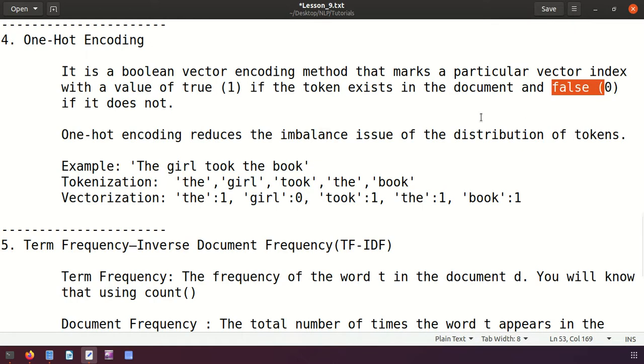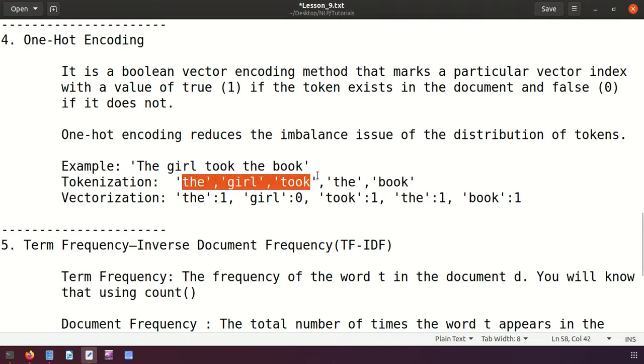Now again, we see that the text is converted into numbers. The numbers are binary, 0 and 1. So that is why it is called one-hot encoding. One-hot encoding reduces the imbalance issue of the distribution of tokens. We will be having only 1 and 0. But in frequency, we will be having more numbers because a word may be repeated several times. That number of times is called the frequency. But here we have only 1 and 0.